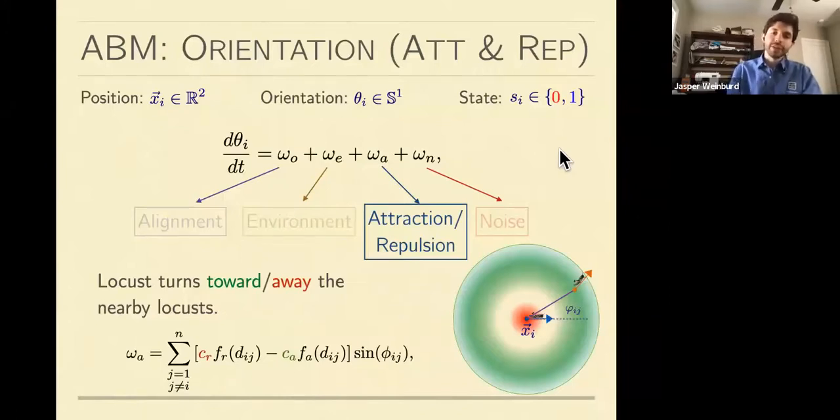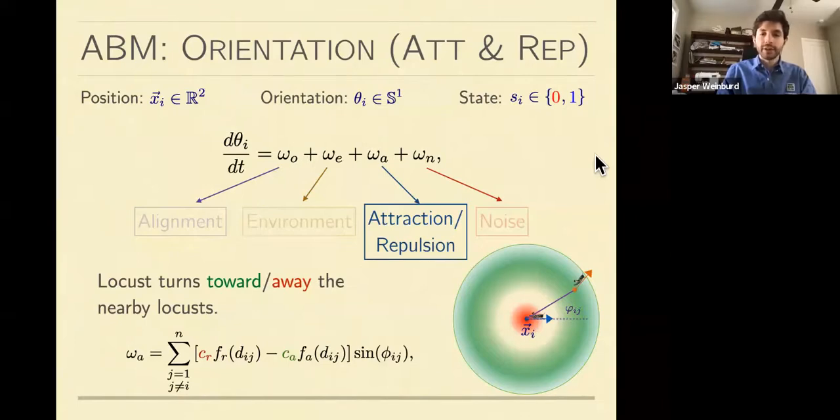We also tell the locust which way to turn based on who is nearby. So if a nearby locust is in the green region, then our focal locust will turn its orientation to get closer to this orange locust. If the locust is in the red region, it will turn its orientation to get away from the nearby locust.